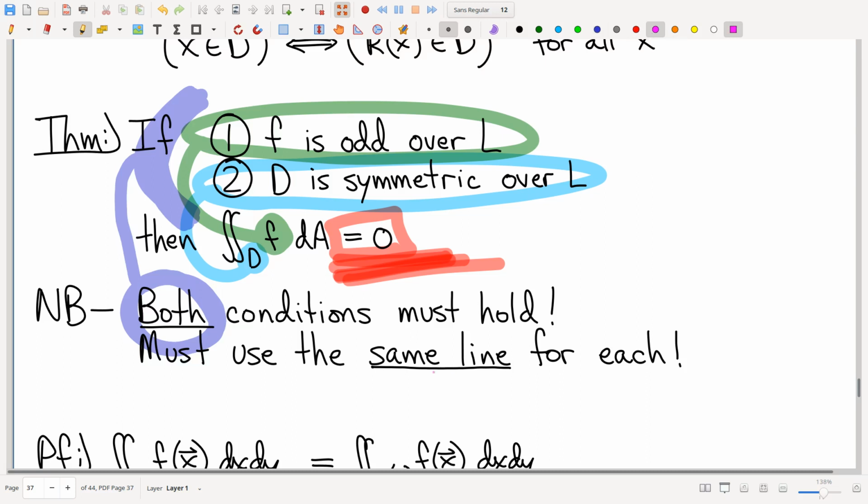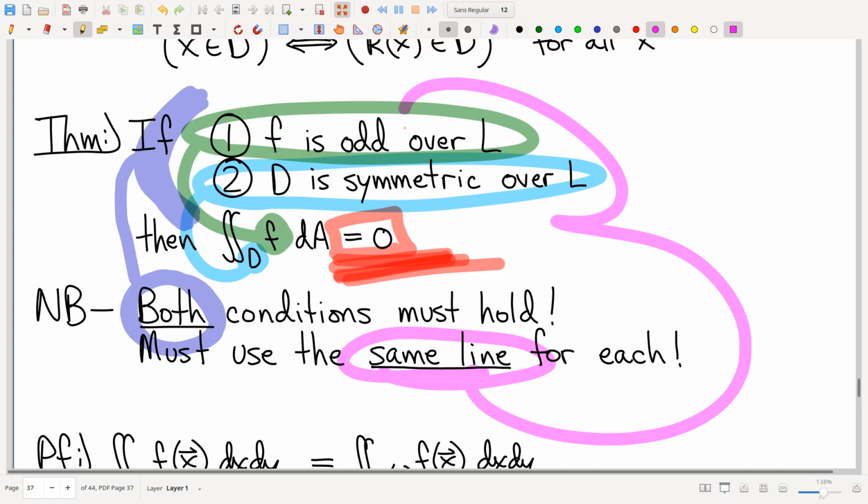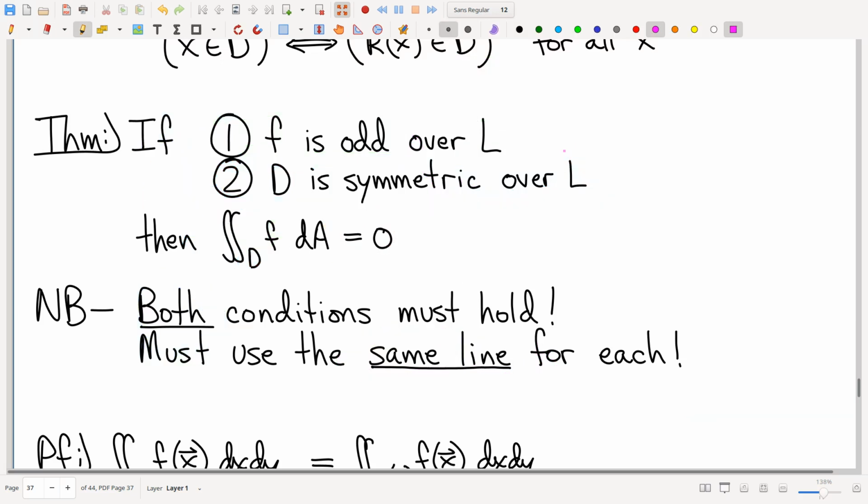And also, you've got to be using the same line for both of these symmetries. That's really, really important. You'll see why in just a second. It's got to be the same line for both of them. So do be very careful about that. But that said, awesome, powerful theorem.